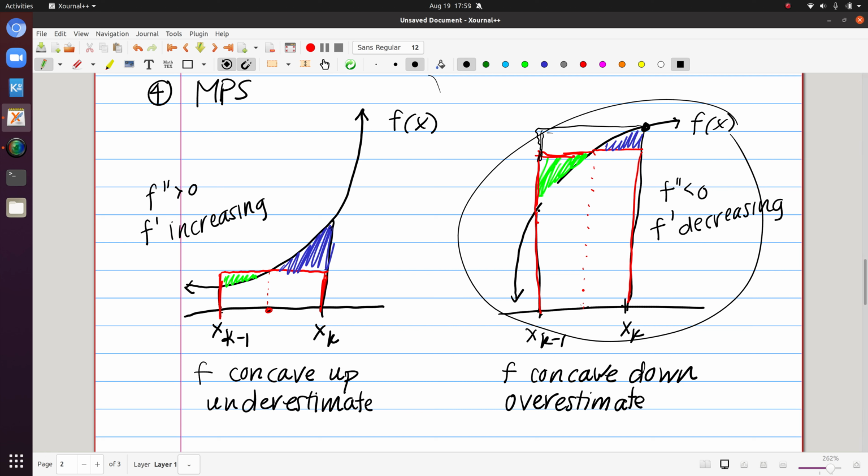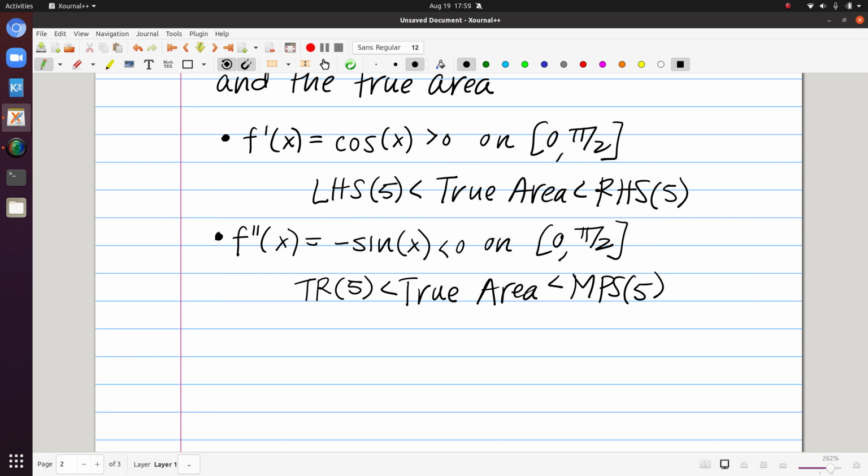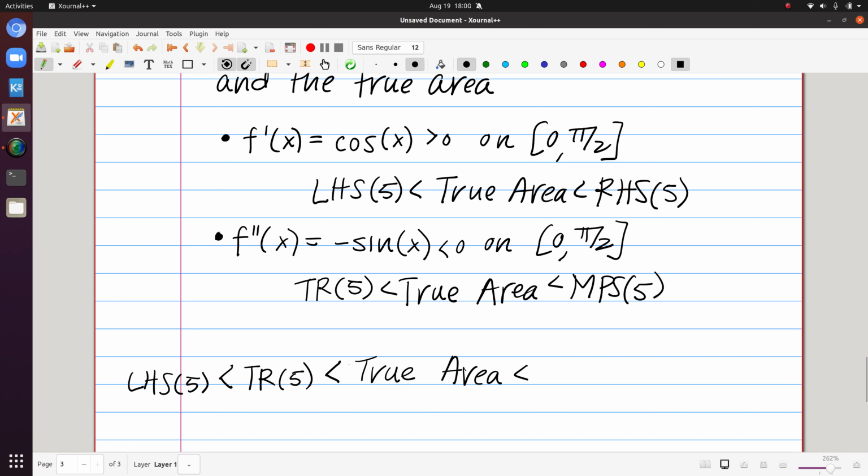We can do a similar analysis with the left-hand sum versus the trapezoid rule, to see which one is actually smaller in this case. And we're looking at the fact that the most extreme in terms of the smallest height is going to be the leftmost edge. So putting that all together, what we would end up with is the true area in the middle. On the one side, we have the trapezoid rule being a slightly better underestimate in some sense than the left hand. And then on the other side, the midpoint sum is going to be a better overestimate than the right-hand sum.